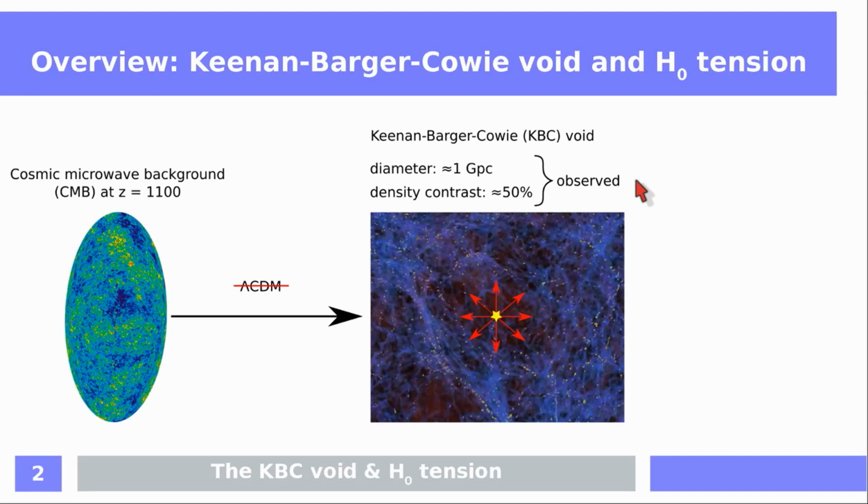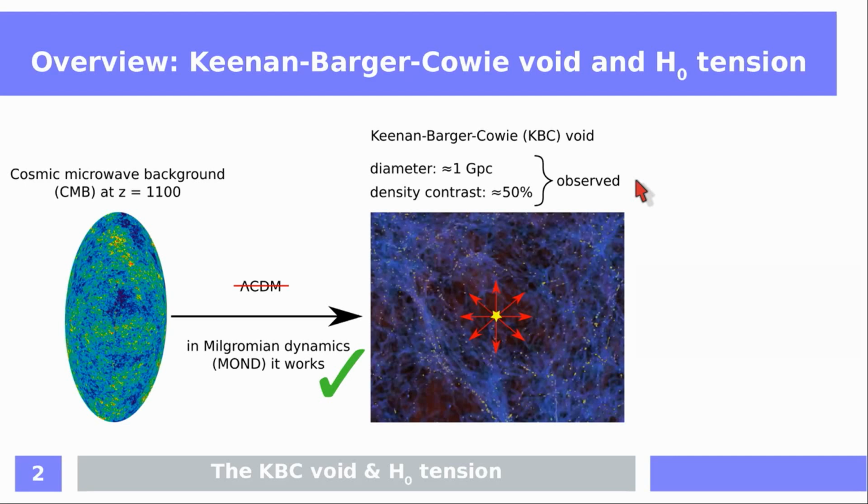And the situation will become even worse when we also include the Hubble tension, because this worsens the problem. Therefore, we decided to study the formation of cosmic structures in Milgromian dynamics. And we showed that due to the enhanced structure formation, voids like the KBC void naturally arise in this framework.